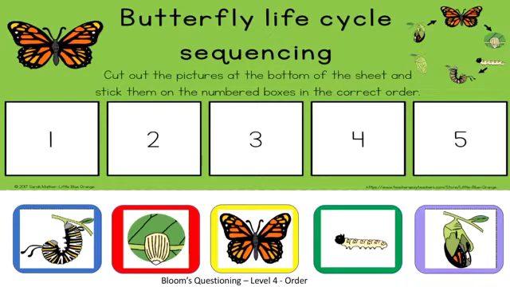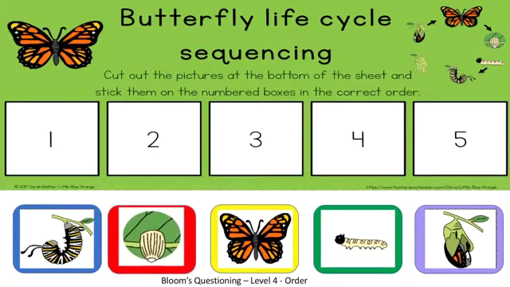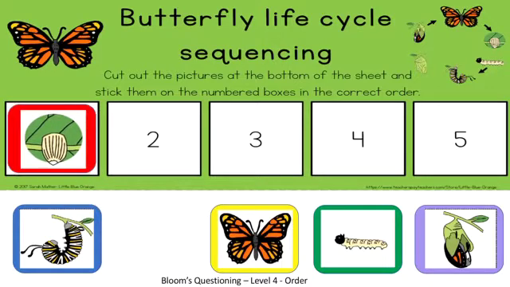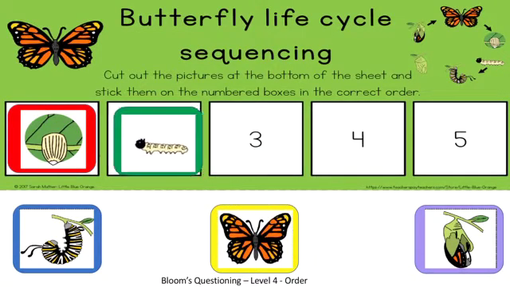Did you say the egg on the red square? That's right, very good. All right, now, which one comes second? Number two, which is next? Did you say the baby caterpillar? Yeah. Which color is the baby caterpillar on? Which color square? The green square. Very good. All right, so we had an egg, and then there was a baby caterpillar.